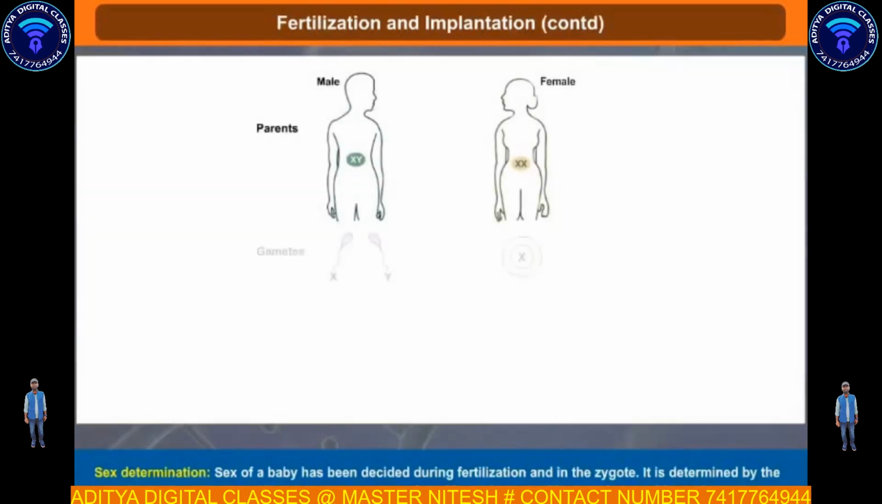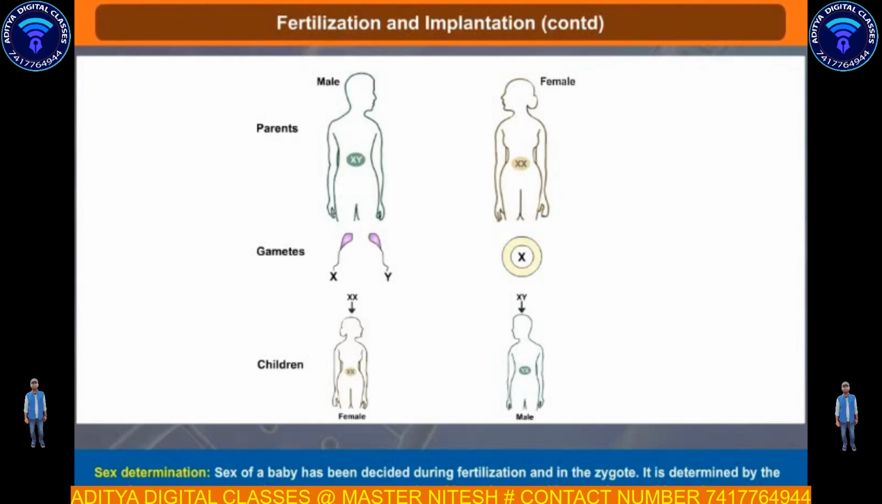Sex determination. The sex of a baby is decided during fertilization, in the zygote. It is determined by the sex chromosomes present in gametes. Sperms produced by the male are 50% with X and 50% with Y chromosome. After fertilization, the zygote carries either XX or XY chromosomes. A zygote with XX chromosomes develops into a female and with XY chromosomes develops into a male.